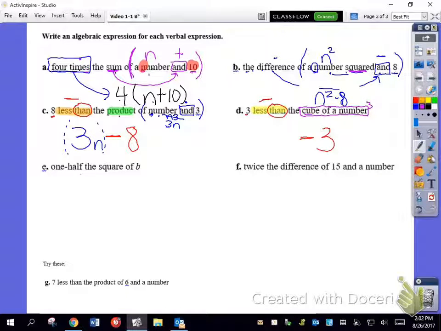So I don't know what a number is, I'm going to use n. So n to the third, and that goes in the front, because remember I had to switch the order, because than told me I had to switch. Alright, so n cubed minus 3.